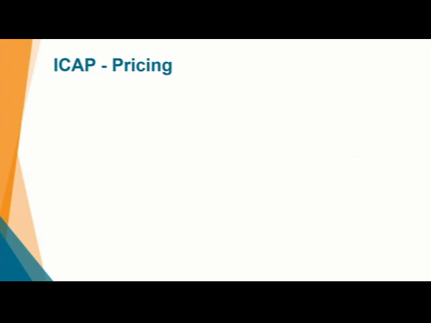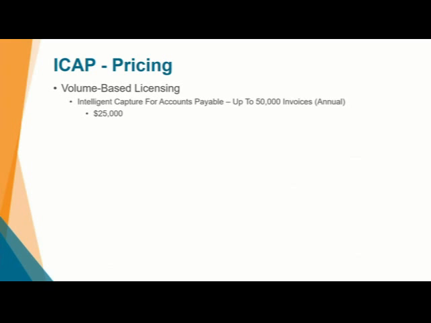So high-level pricing. Just want to let you know what this looks like from a pricing perspective. It is volume-based licensing. So per invoice, there is a cost to process, and it really is on an annual basis. And just to give you some examples, the baseline for ICAP starts at 50,000 invoices annually, and the cost of that is $25,000. Relatively reasonable compared to many other systems that might be out there.